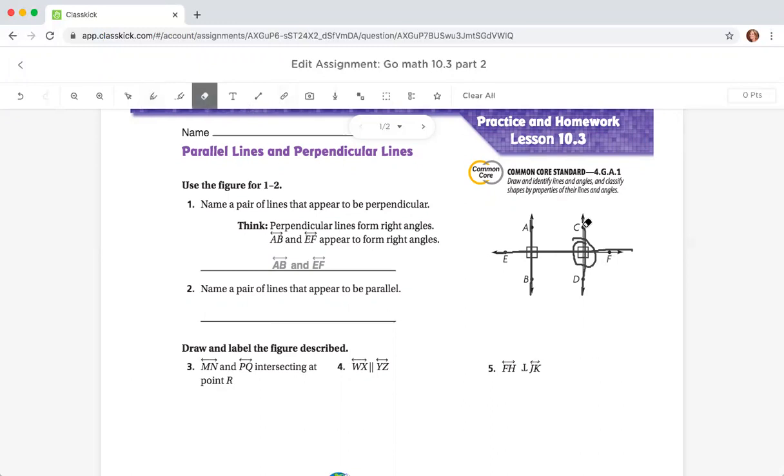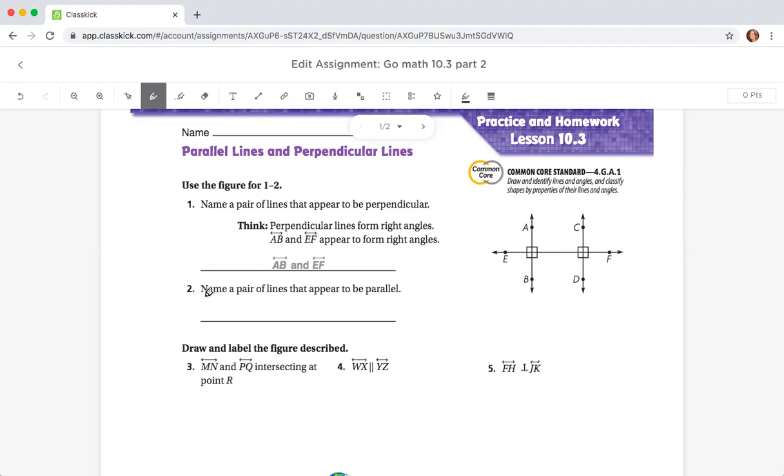Now they're asking you to find a pair of lines using this figure that appear to be parallel. Now we need to think. Parallel lines are lines that run next to each other but would never cross. Even if they continued a lot longer than what they showed you, they would not cross unless they somehow changed direction, but then they wouldn't be lines anymore, right? So let's assume that they're straight because they're lines and they would never cross, and you're going to name them.